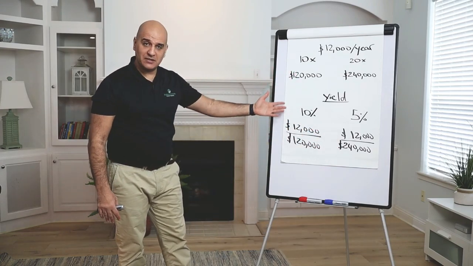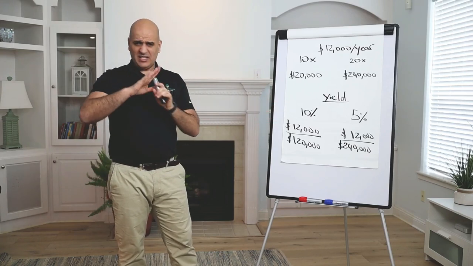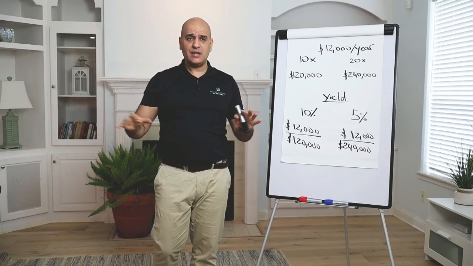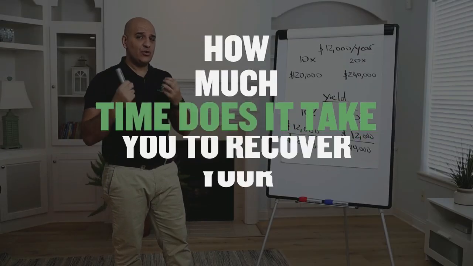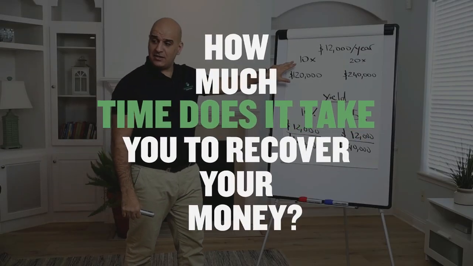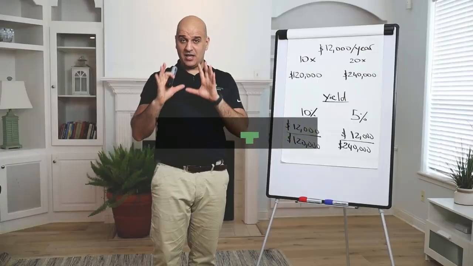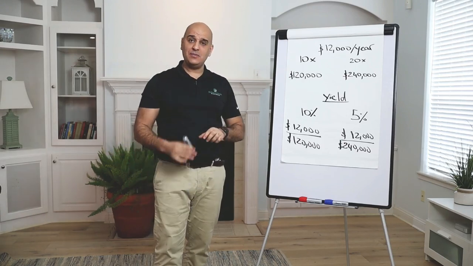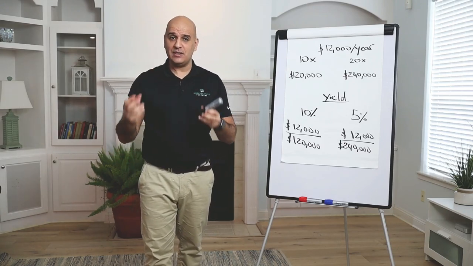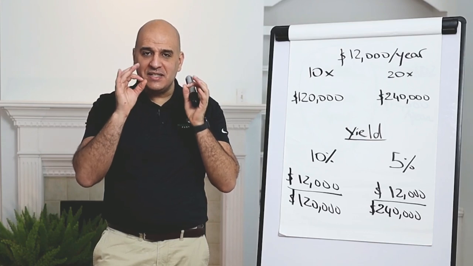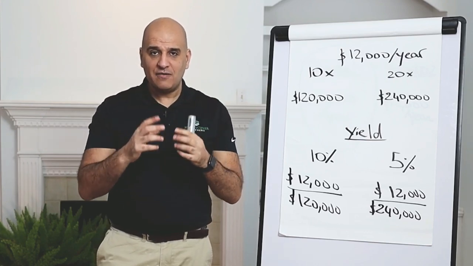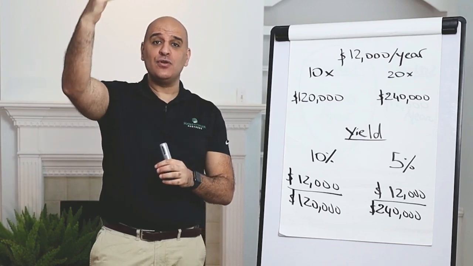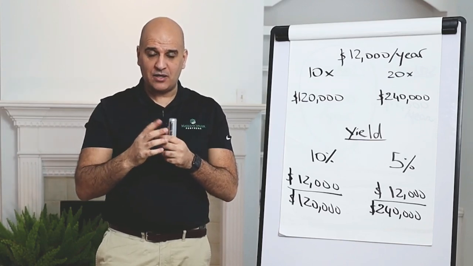Another way to look at these multiples is, let's not take into account anything complicated for now, like time value and risk. How much time does it take you to recover your money? At 10 times earnings, it's basically going to take you 10 years to get back your money. At 20 times, it's going to take you 20 years. Ladies and gentlemen, this is exactly how stocks are valued. You have to look at the profits, and then you use a certain multiple to value the stock.